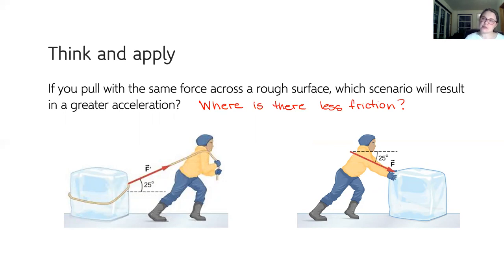So let's analyze it for a second. Hopefully you have an answer or a prediction. It's okay if it's wrong. It's okay if it's right, even better. In this case, we're pulling upwards on the ice block, or it could be a crate, any object. If you're pulling up on an object, will you reduce the friction or will you increase the friction?